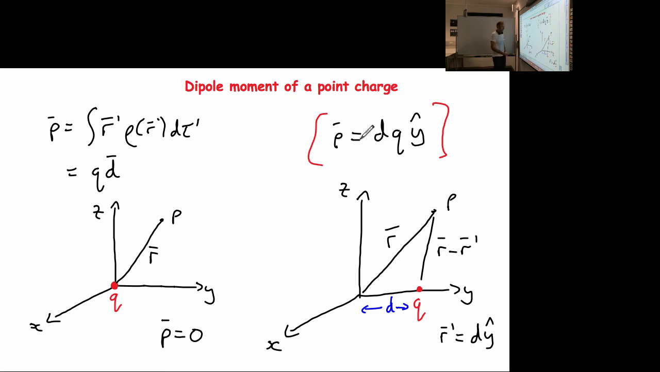We can see that here on the left hand side for this figure, the dipole moment is going to be 0 because the point charge is at the origin. Now if we displace that point charge by some distance d away from the origin along the y-axis, we see that we can actually create a dipole moment for this point charge. So it all comes down to where you set your point of origin to be.